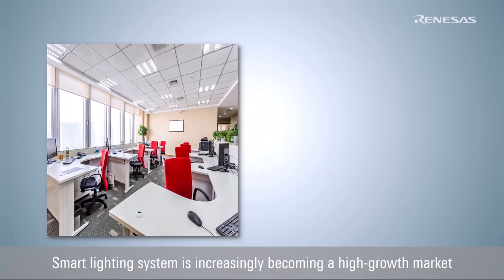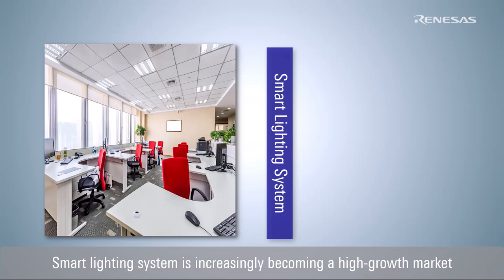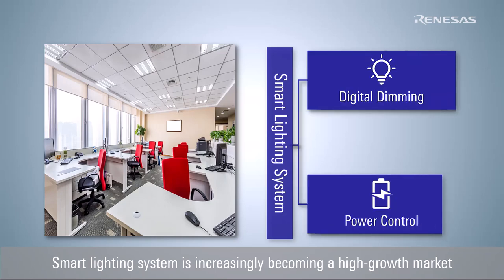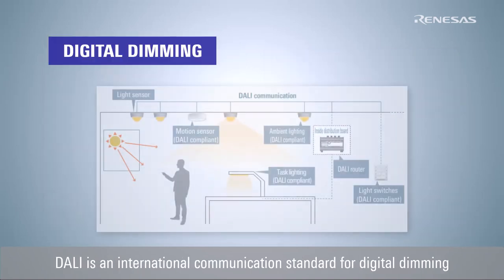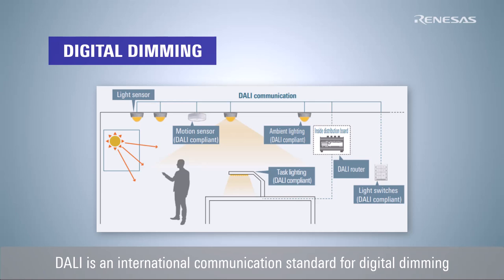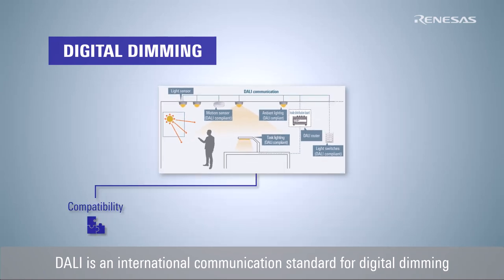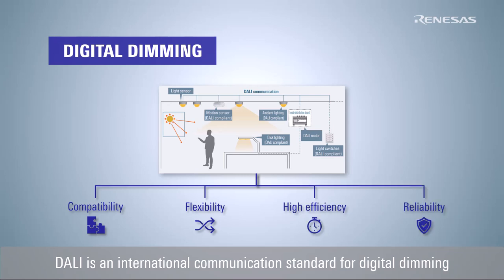high-growth market. A smart lighting system consists of two important components: the digital dimming module and the power control module. The digital dimming module is a key component of the smart lighting system. It allows for more flexible lighting control and further optimization of building lighting environments. Among all digital dimming protocols, DALI is increasingly favored for its compatibility, operational flexibility, high lighting efficiency, and reliability.